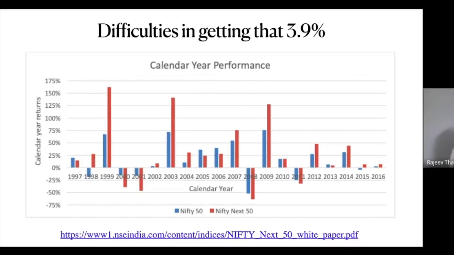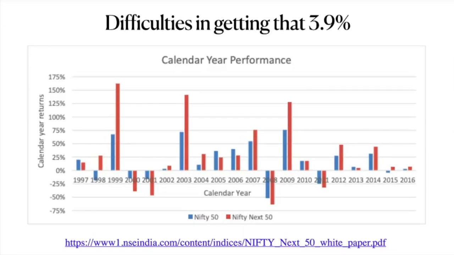And to get that 3.7% return or 3.9% return, whatever the number is, the up and down is very significant. So this is the calendar year performance of the two leading indices, Nifty and Next Nifty, and one can see that sometimes it's a positive 25% number, sometimes it's as high as 150 or 160%, then there's a big negative, maybe minus 50, minus 60%. So the number bounces around a lot, and that is really the difficulty in getting that extra return.